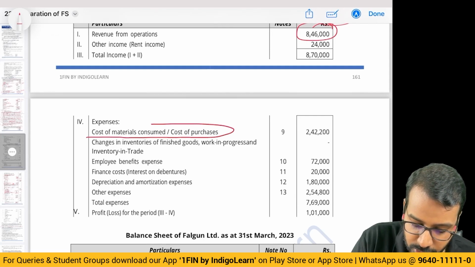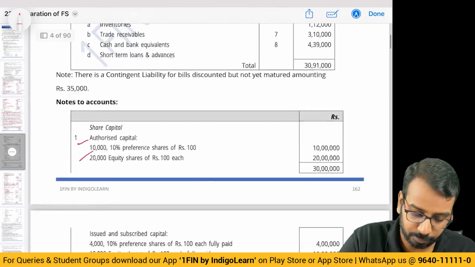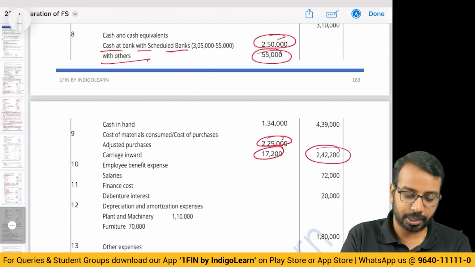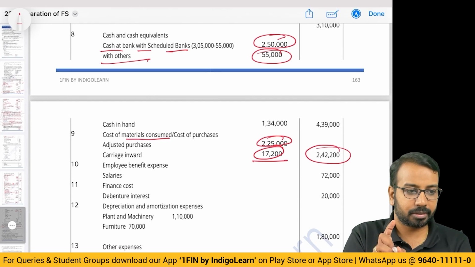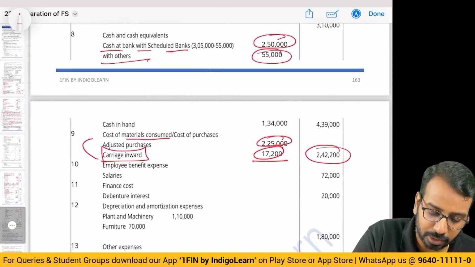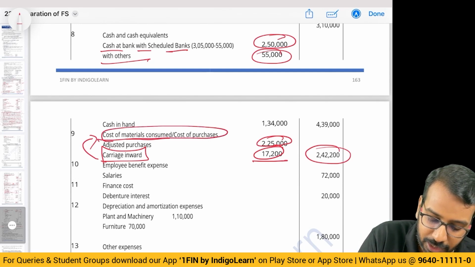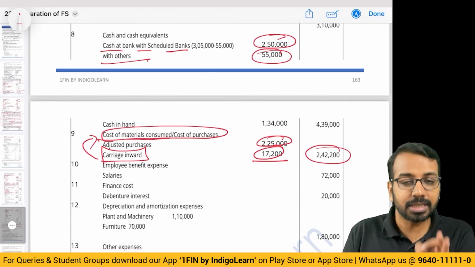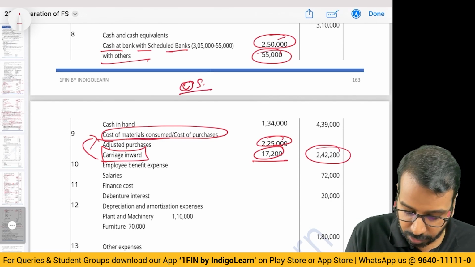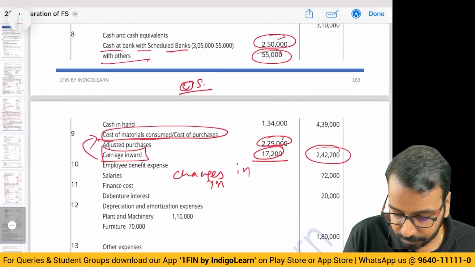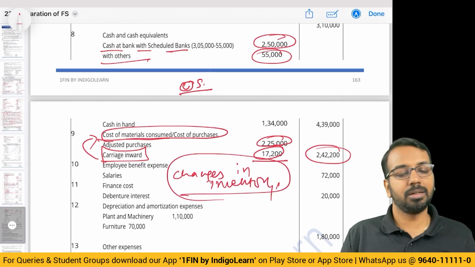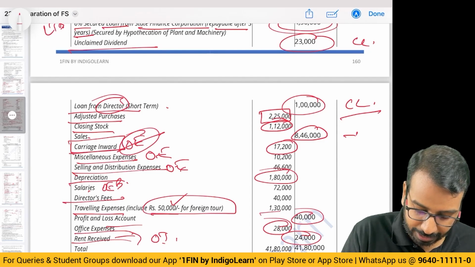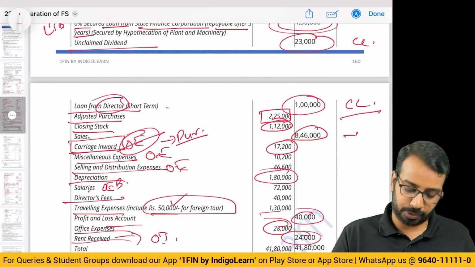Here they have combined cost of material consumed and cost of purchases because we don't have the full breakup. Cost of purchases and carriage inward, they have done together. To be frank, carriage inward will be a part of your raw material purchases, so you can say cost of purchases directly on the adjusted basis. Always remember, as I told you, if adjusted purchases have not been given, if only purchases has been given and the trial balance has opening stock, then you will have one more item called changes in inventory that you need to present in the financial statement. Carriage inward is a part of purchases and it has been added to the cost of purchases.